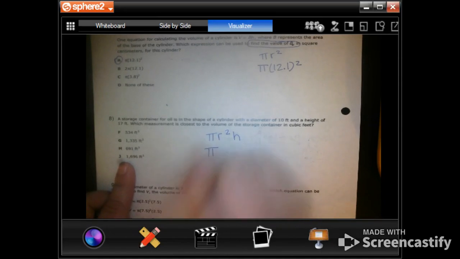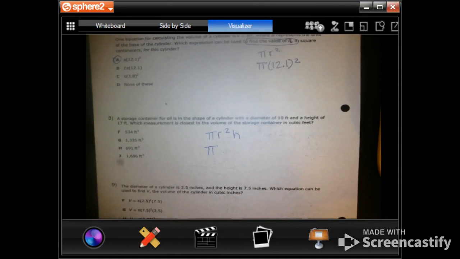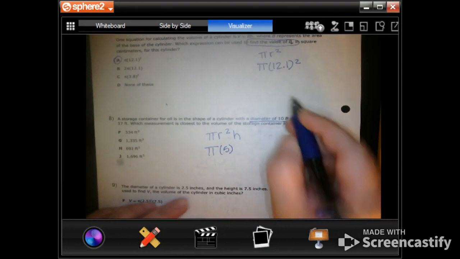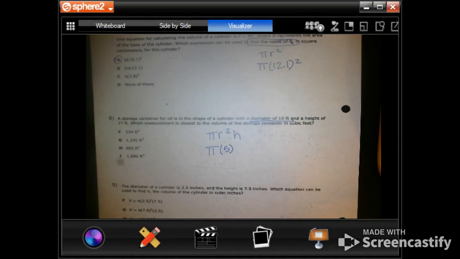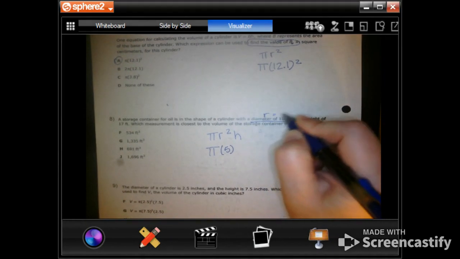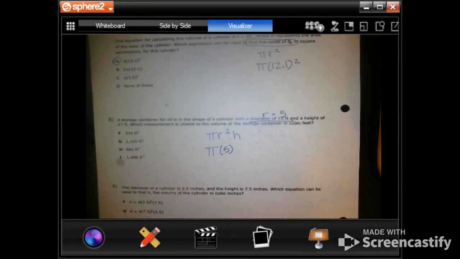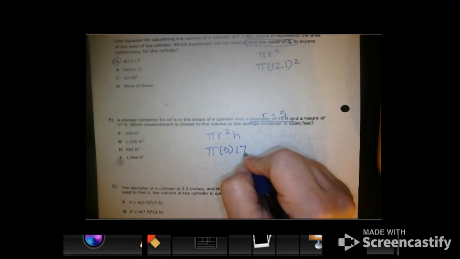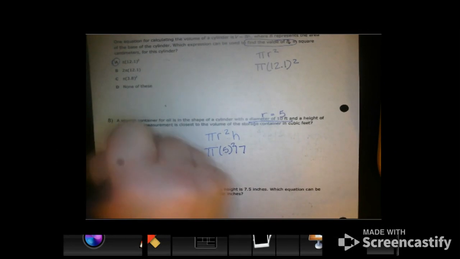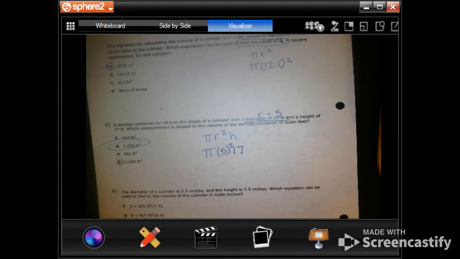What is my radius in this problem? Why is it 5? Okay, diameter of 10. Guys, anytime you're doing volume of a prism or a cylinder or whatever, and you know that this is the formula, and you see the word diameter, you should automatically know, I'm not using that, so let me half it, okay? And then my height is 17. So when I put that into the calculator, what do I get?